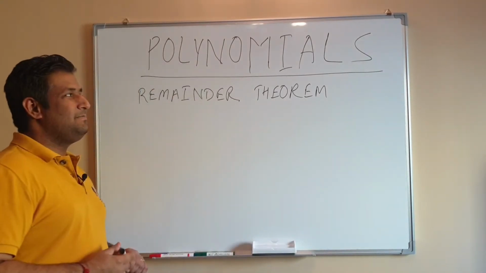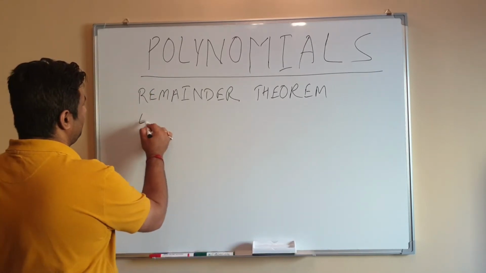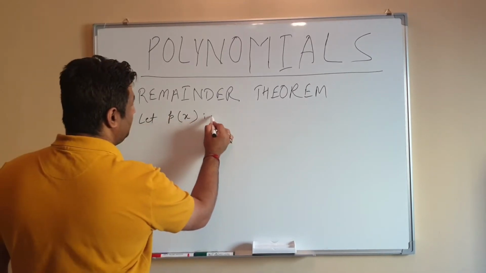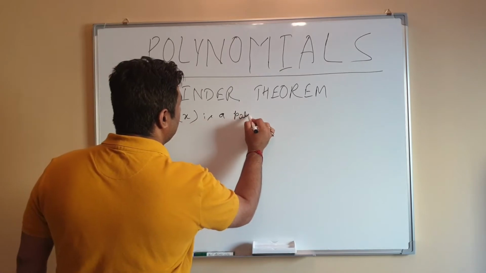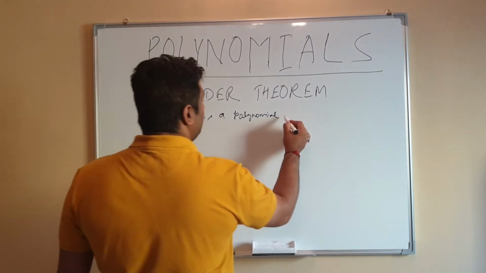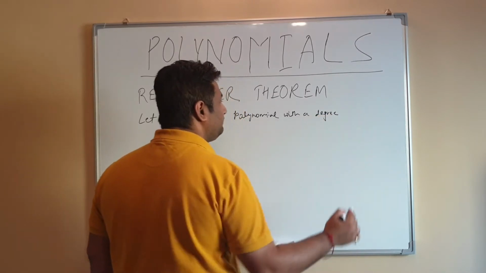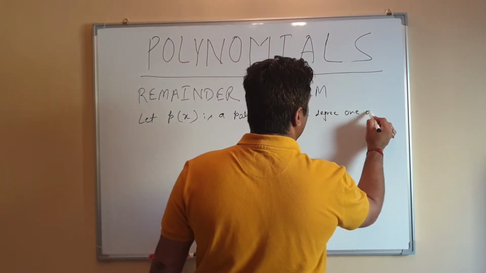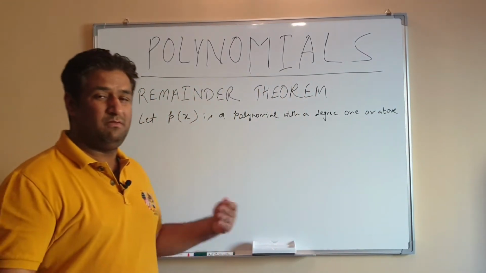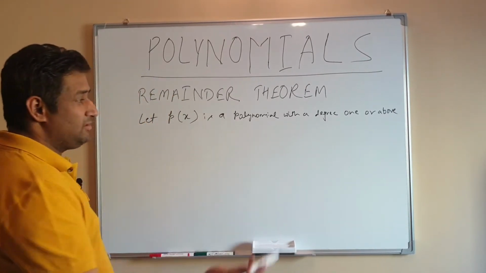Let's see. Now basically we are studying the remainder theorem in terms of polynomials. So let P(x) be a polynomial with a degree 1 or above. The degree of the polynomial has to be 1 or above, so that we can apply the remainder theorem to it.